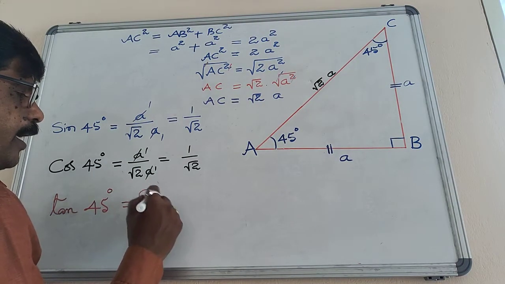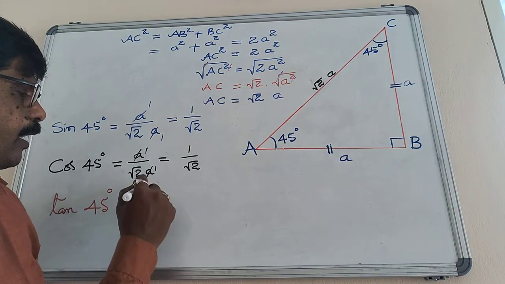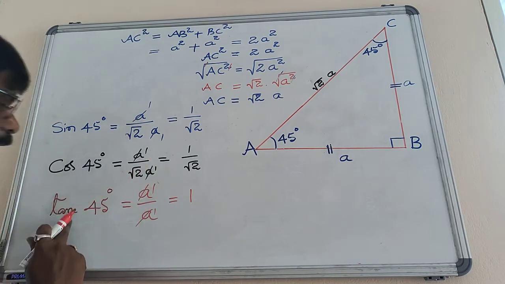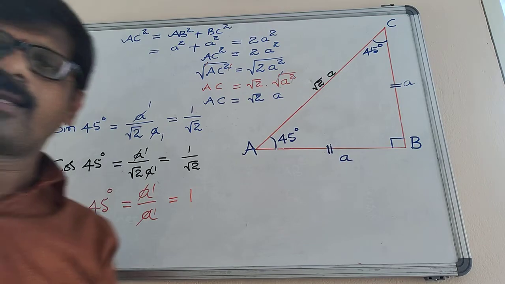Now we can write A by A. The A's are cancelled. It will be 1 by 1 is 1. Tan 45 is 1. Clear?